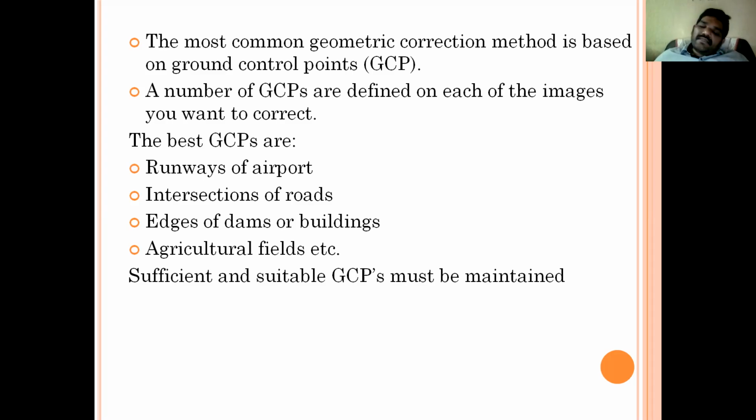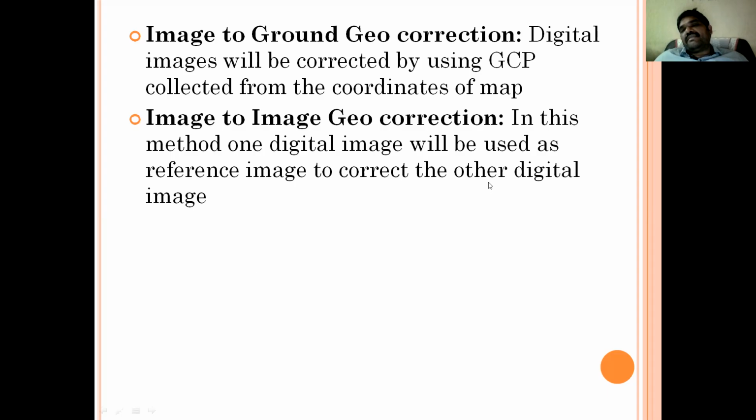And once these GCPs come under non-systematic errors, the images are corrected with respect to two categories. One is image to ground geocorrection. The image is corrected based on the GCPs we have, where the GCP is at the study location.